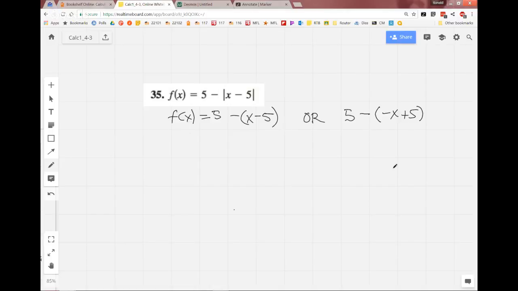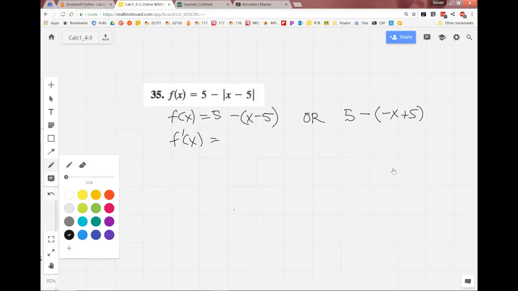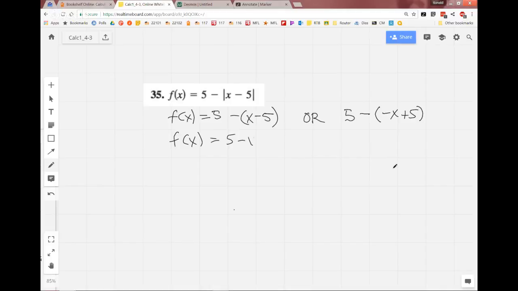All right, so derivative. Well, that's a constant. I mean, here, let's just rewrite. Let's first rewrite the function. We've got 5 minus x plus 5. So this really turns out to be 10 minus x. And on the other side, this function can be written as 5 plus x minus 5, which is just x. Okay, derivative.